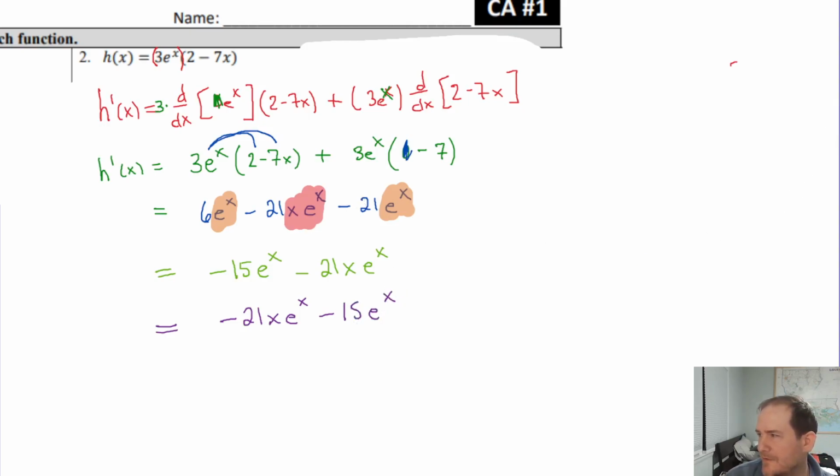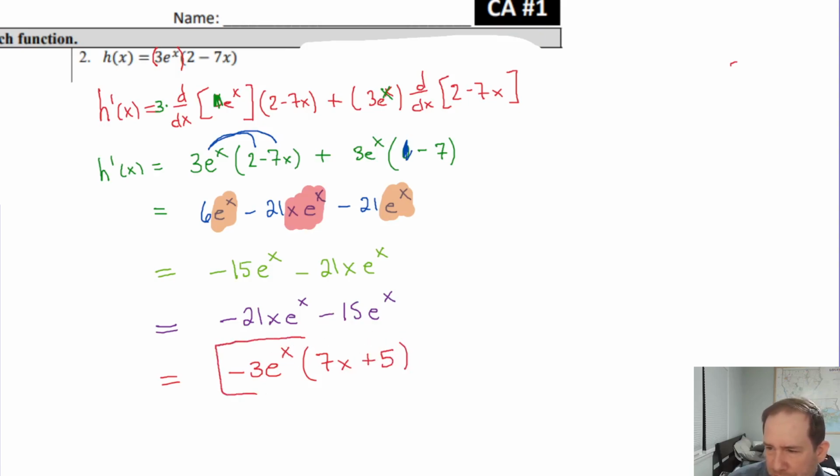And then from here, of course, we can factor out our common factor. Since both of these guys are negative, I'll certainly pop out a negative. My common factor is just 3. And of course the e to the x too. And if you factor that out, then you're left with 7x plus 5. And then that for sure is the best we could do.